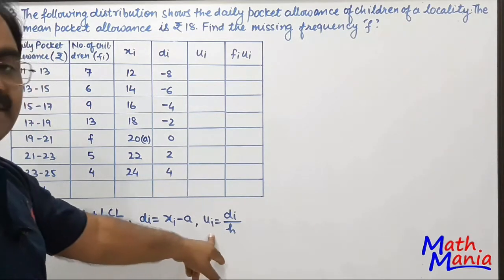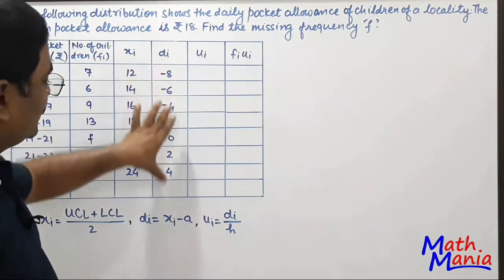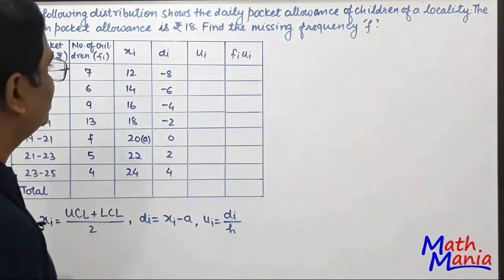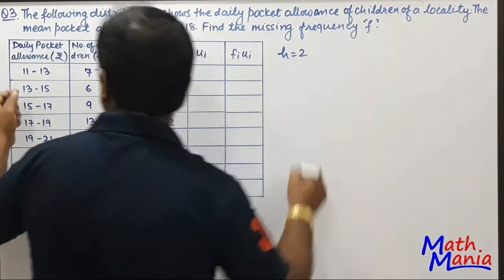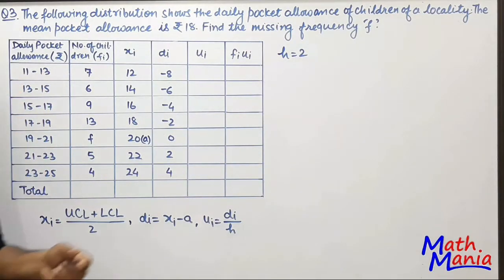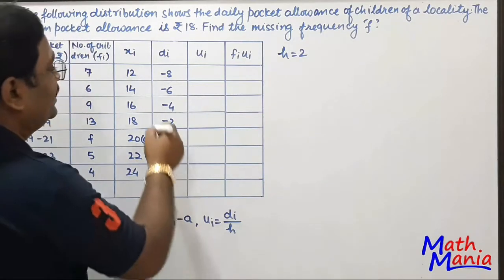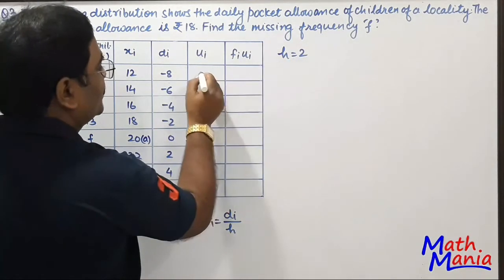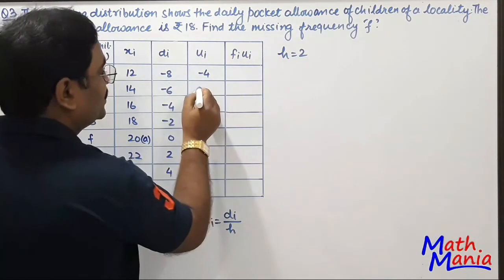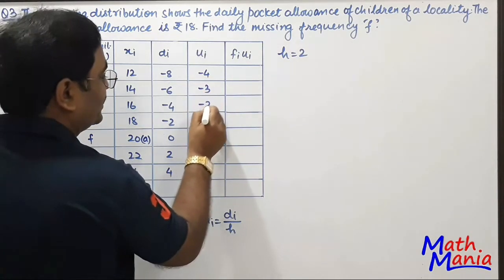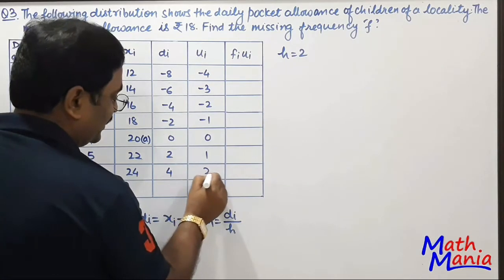Now we find the value of ui, and ui is equal to di upon h. We have to divide these values by h, and h is the size of the class, which is 2. If you see the difference, it is 2, and this di column is divisible by 2. So divide it: minus 8 divided by 2 is minus 4. Minus 6 divided by 2 is minus 3. Minus 2, minus 1, 0, 1 and 2, we got it.